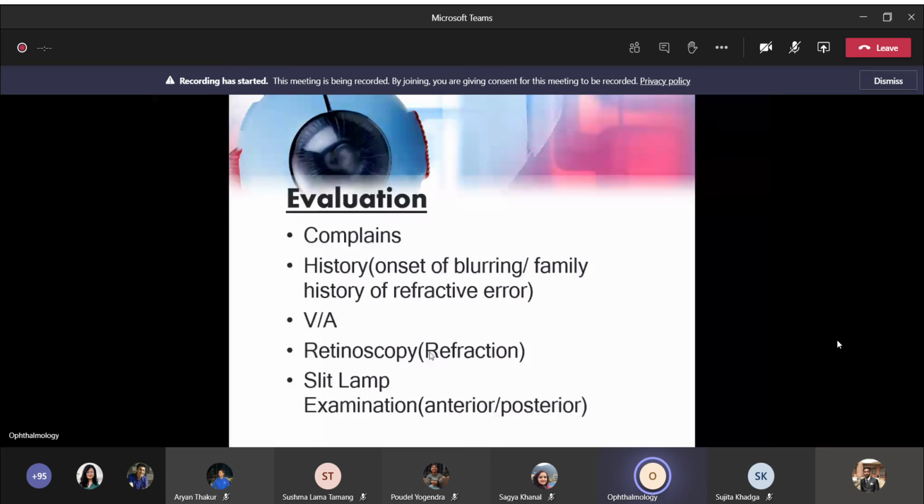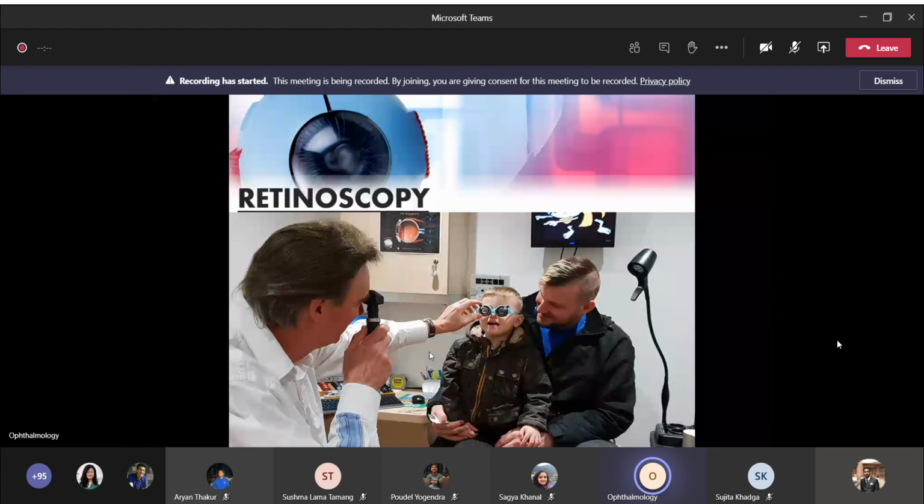Now, this is how visual acuity testing is done in case of blurring of vision, and this is the retinoscope, with the examiner holding the retinoscope, and we evaluate the refractive error with this retinoscope, and this is slit lamp examination.